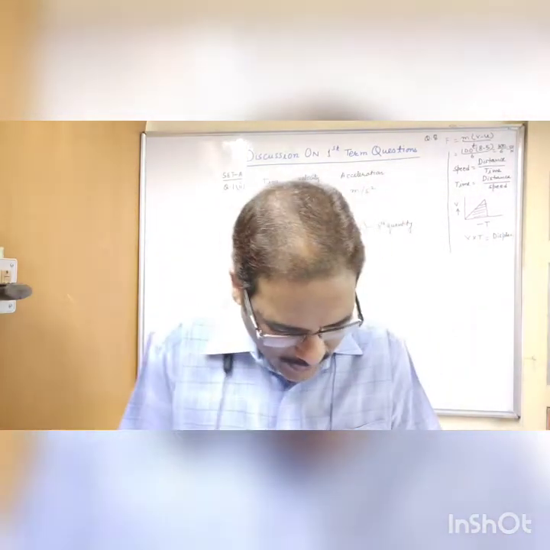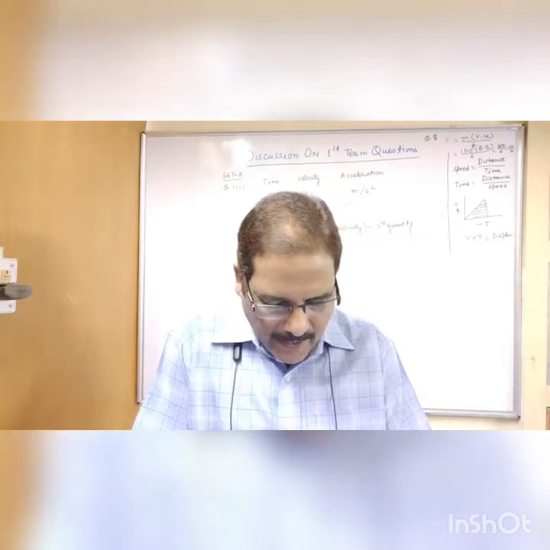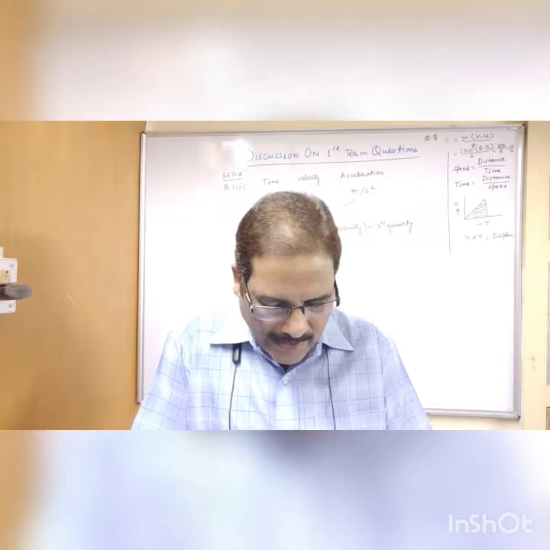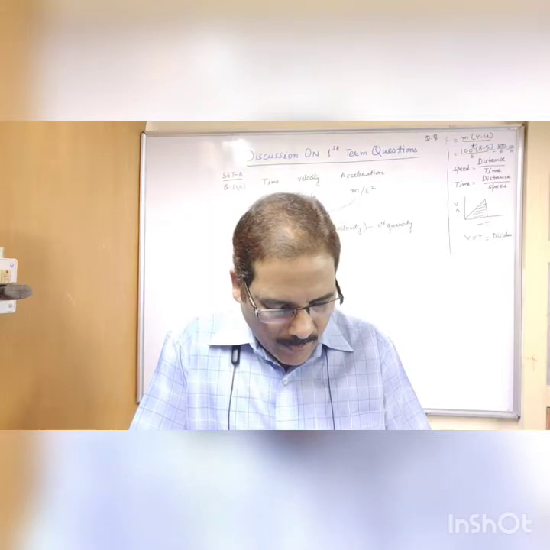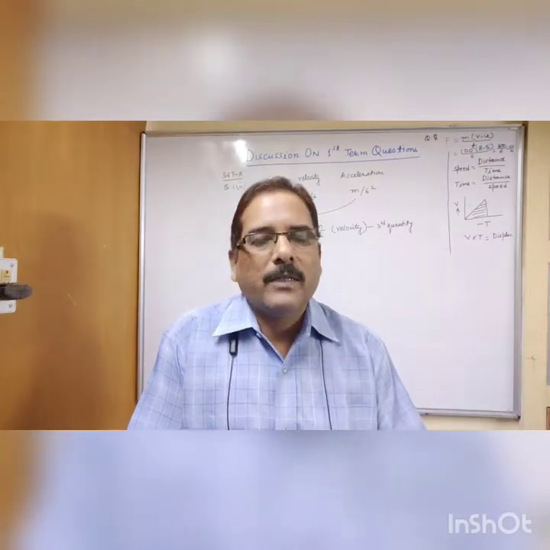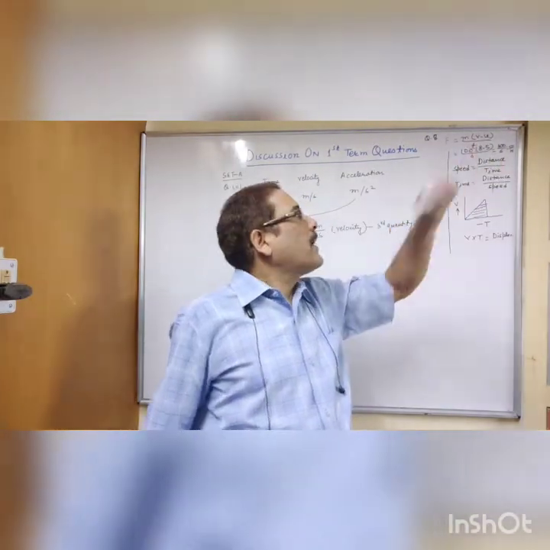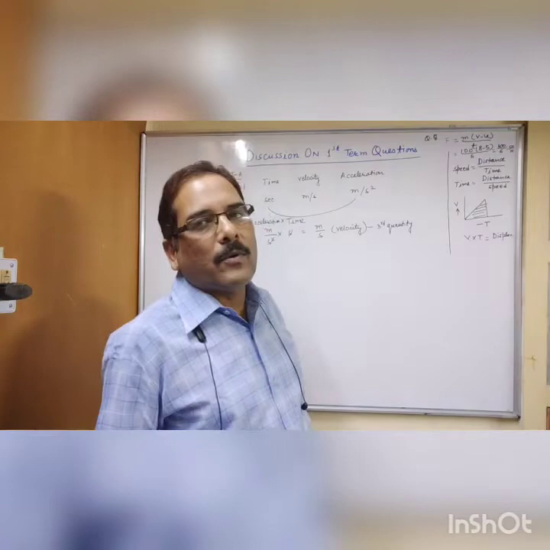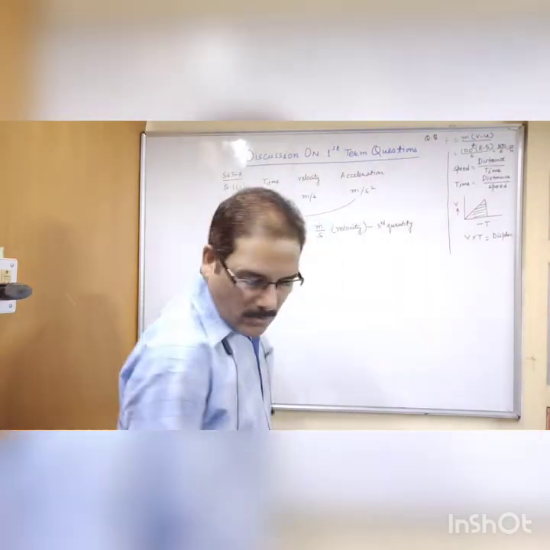Now question number 2. An object of mass 100 kg is accelerated uniformly from a velocity of 5 meter per second to 8 meter per second in 6 seconds. Calculate initial and final momentum of the object. Also find magnitude of force exerted on the object. So the same question, magnitude of force, we have calculated, but here you have to calculate initial and final momentum also.